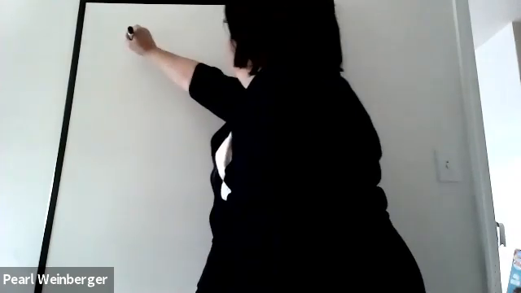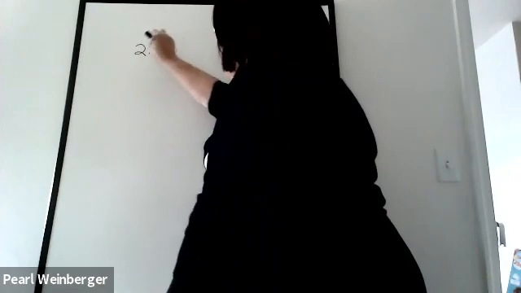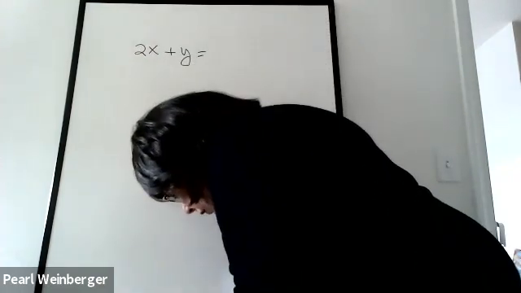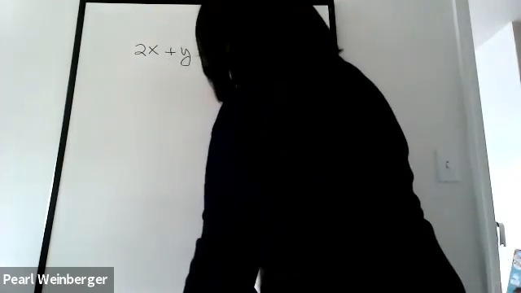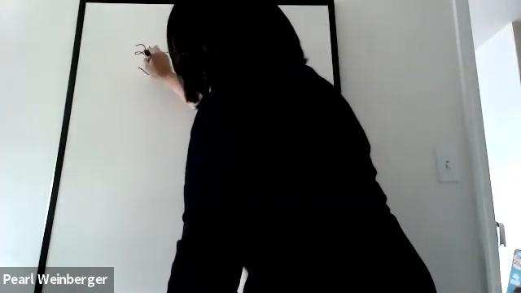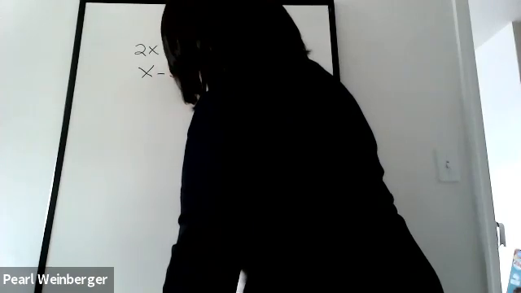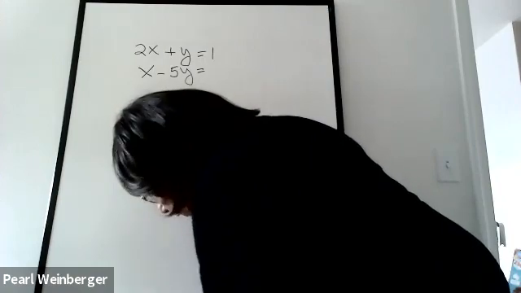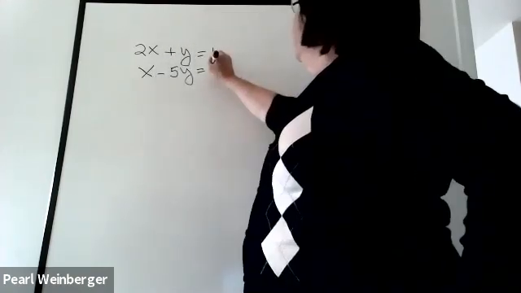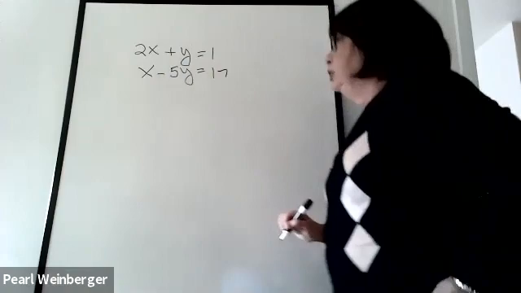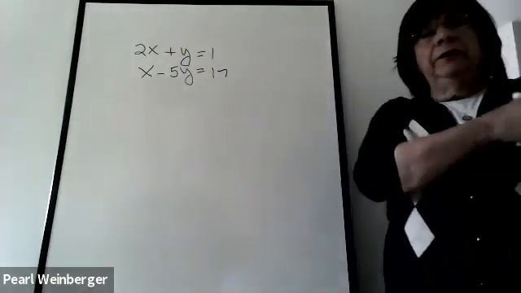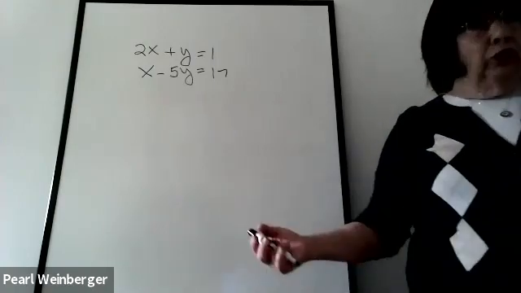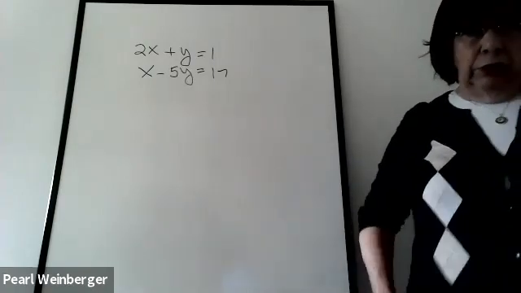Here are the two problems. 2x plus y equals 1. x minus 5y equals 17. Same exact question, but instead of eliminating the x's, we're now going to eliminate the y's. I just want to show you that it really is totally arbitrary.